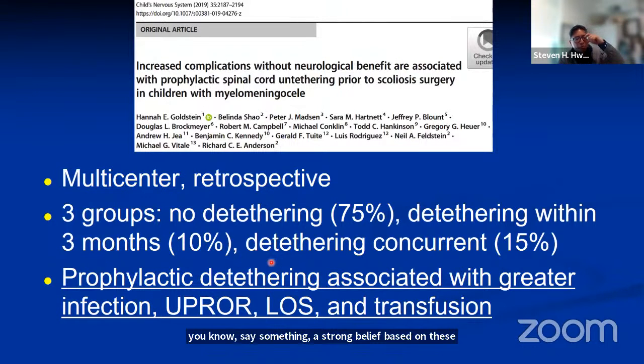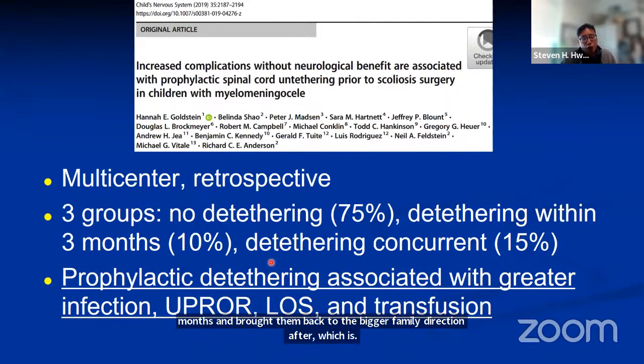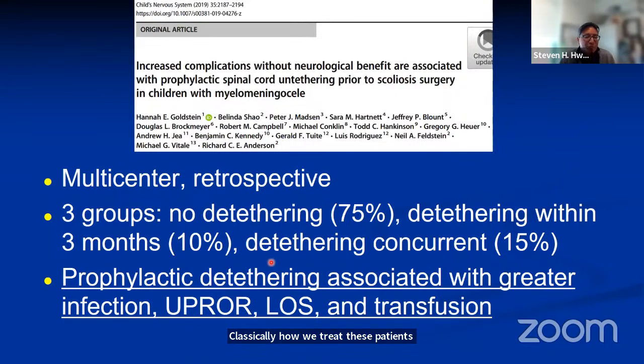And then Rich Anderson published a multi-center study from the PSSG, the Pediatric Spine Study Group, also looking at whether you should detether patients. Most of these were myelo patients, and they looked at 3 groups. If you didn't do anything, so you didn't detether them, which was about 75%, the majority of the patients. Whether you detethered them staged, so within 3 months and brought them back to do the deformity correction after, which is classically how we treat these patients, or you do it at the same time, about 15%.